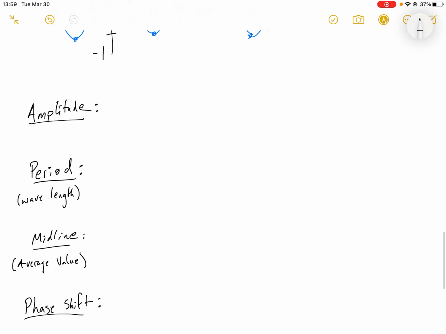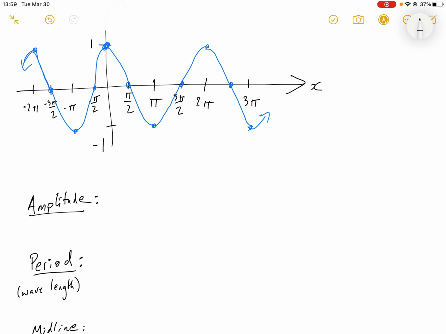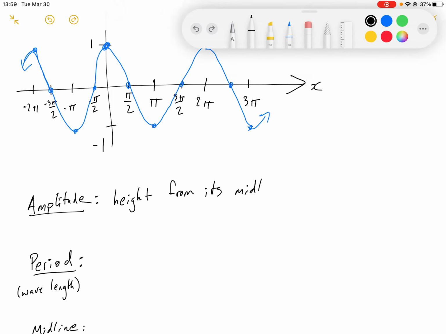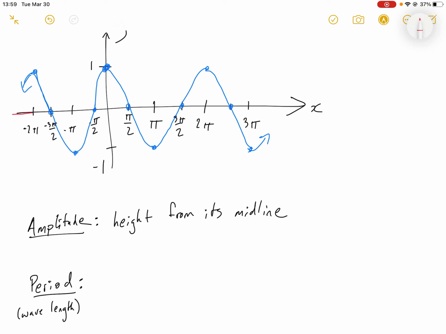Okay, so the amplitude of a trig graph is basically its height from its midline. Or you can think about it as its depth, I guess, or just distance from the midline. I haven't actually defined midline, but if you're looking at this graph, you'll notice this is sort of the middle. So this would be the midline, or the average value, y equals 0 in this case. The amplitude is this distance here.